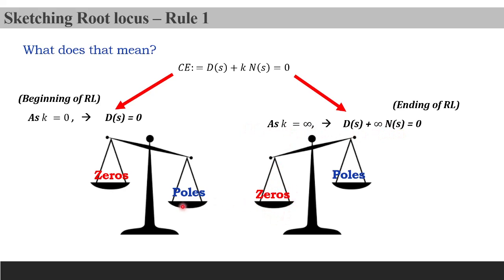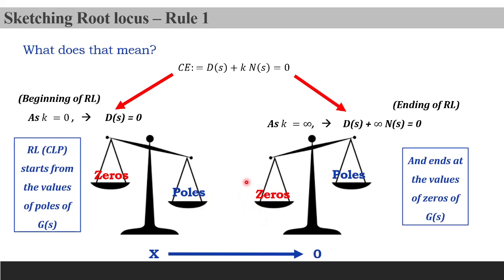So in this situation, when k is equal to infinity, the zeros would be dominant. What we can conclude is when k equals 0, poles were dominant, and when k equals infinity, zeros were dominant. So from k equals 0 to infinity, we start from poles and end up towards the zeros. So let's conclude at this. I just wrote it down for you just in case you want to remember. So root locus starts from the values of the poles of G(s) and ends with the values of the zeros of G(s). This is just the analytical explanation of the simple points.